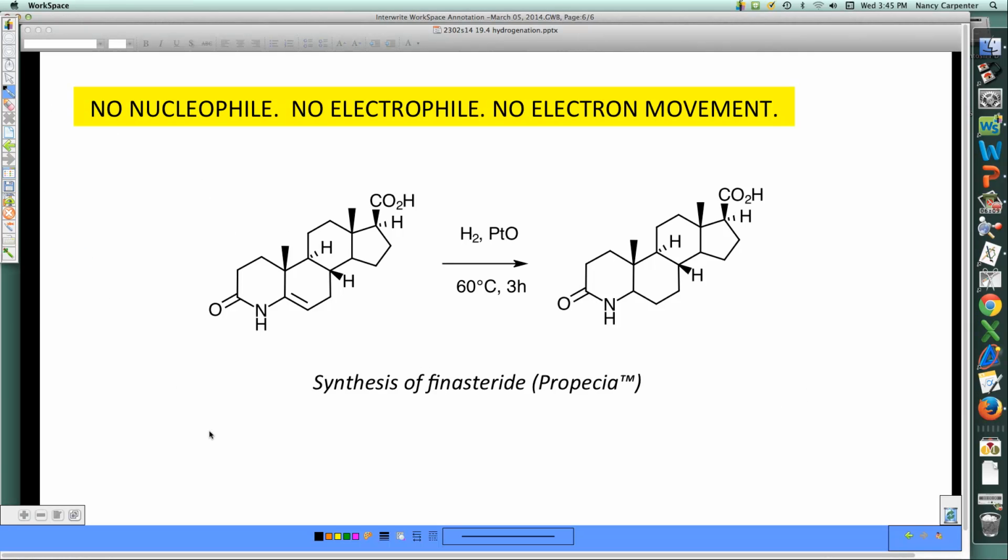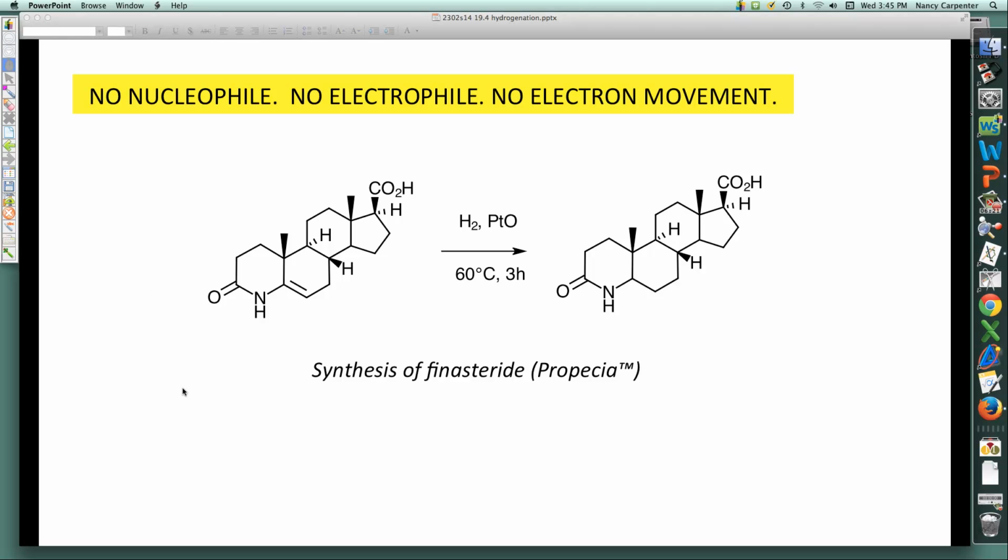understand that when I have hydrogen gas in the presence of my catalyst, now you see it, now you don't. The hydrogen gas readily adds to your double bond and goes down to the alkane. This is an industrial example of synthesis of a drug called Propecia. If you don't know about Propecia, it is a hair loss remedy. Like if you've heard of Rogaine, Propecia is a competitor.